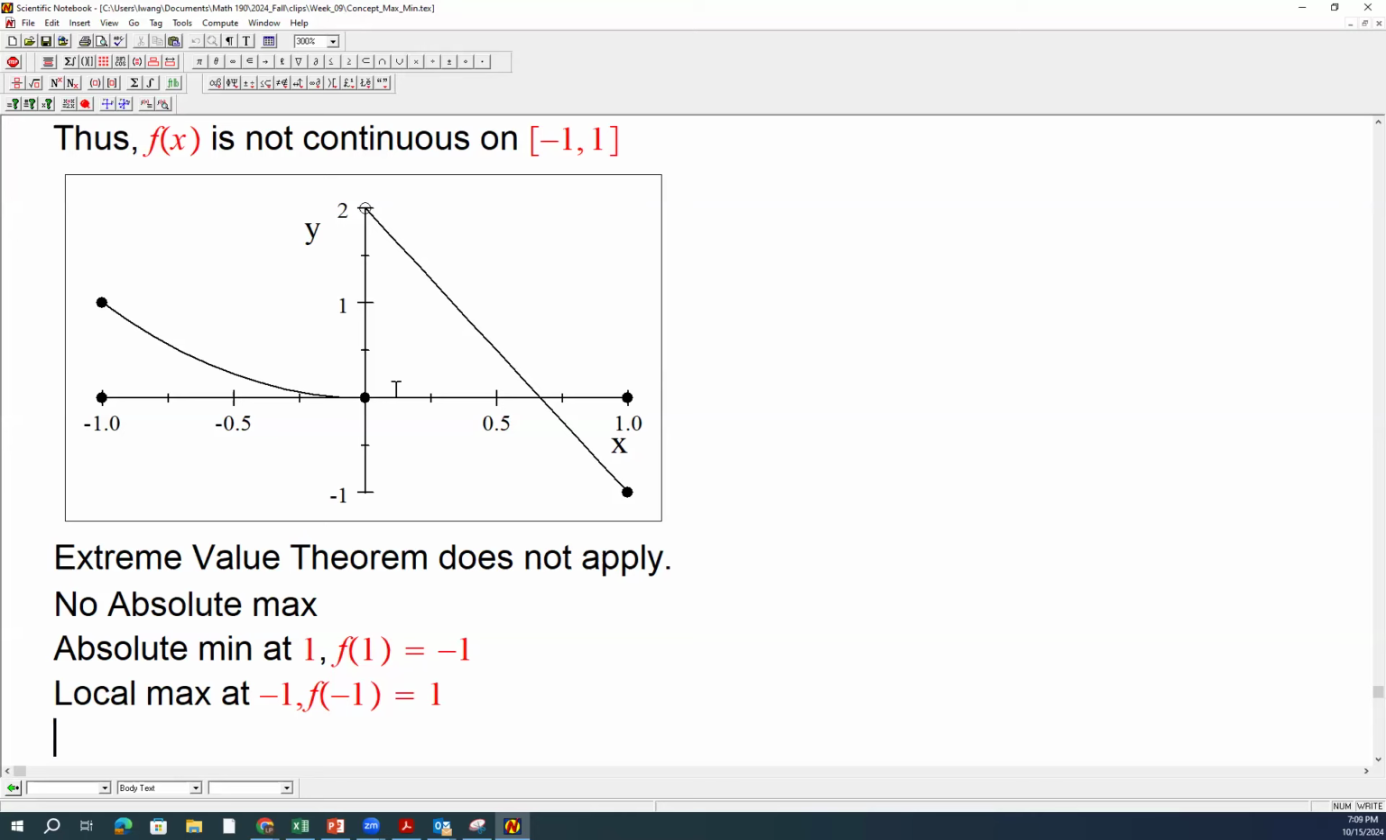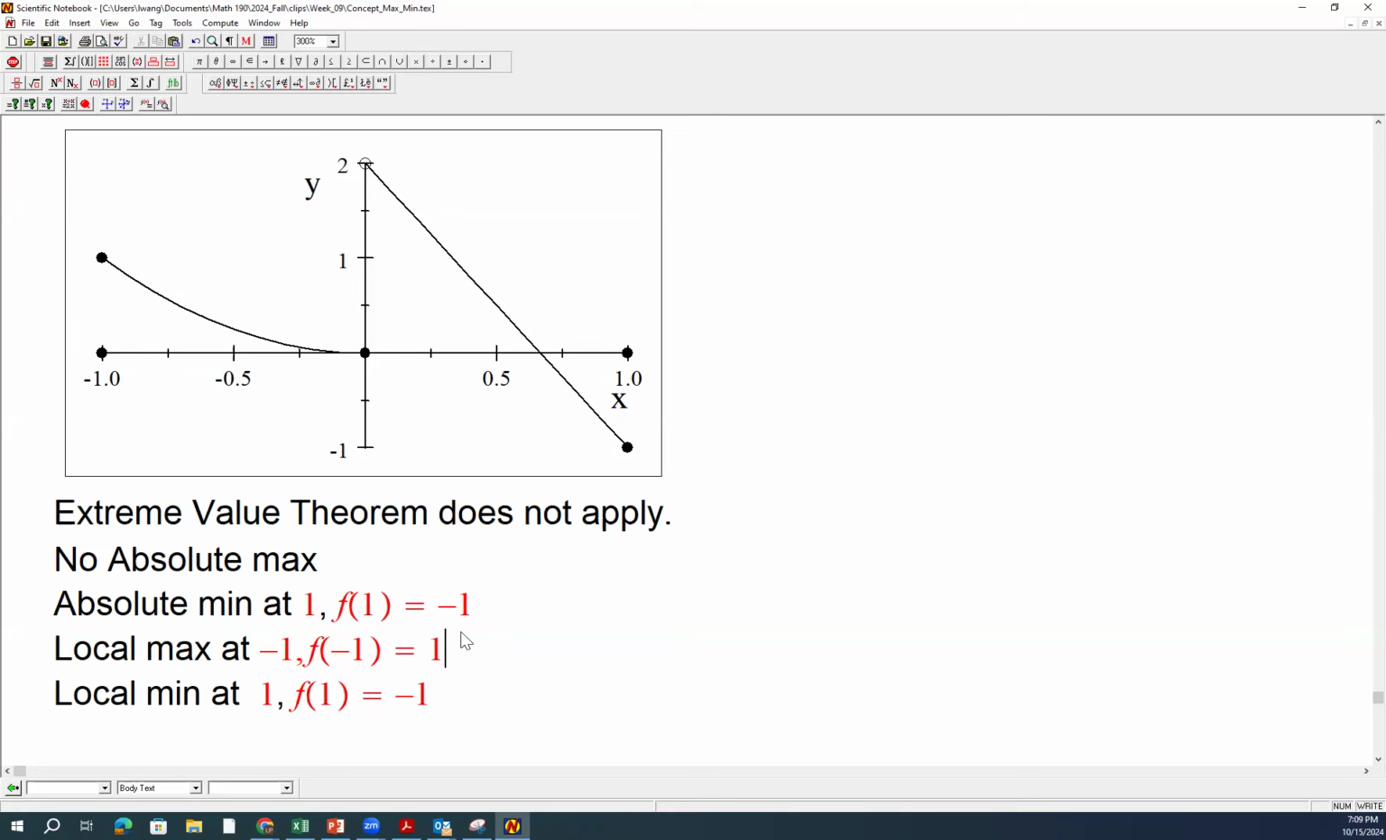Yes, in this, wait a second. Do we have local min? Obviously, 0 looks like a local min. Of course, the absolute min is a local min. Okay, so we have local min for sure at 1. But do we have another local min?